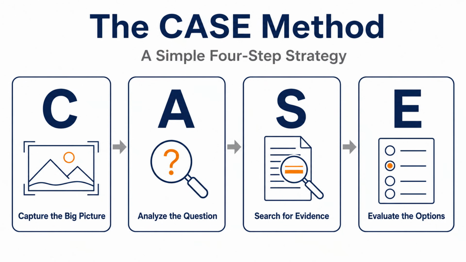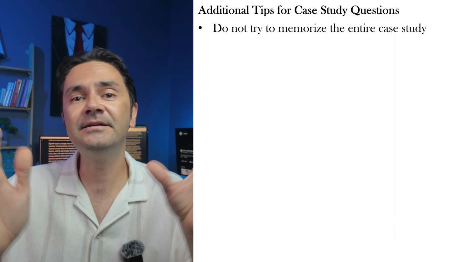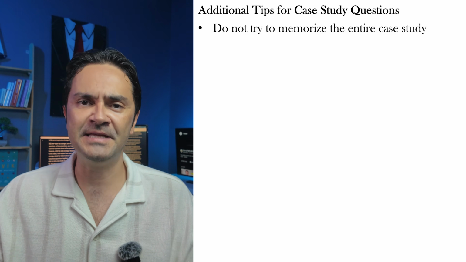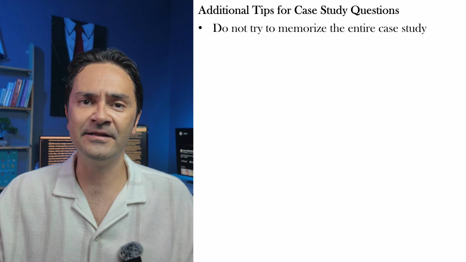So, when answering the case study questions in the PMP exam, always remember the four steps: capture the big picture, analyze the question, search for evidence, and evaluate the options, or more simply, CASE. Before solving the remaining questions, let me share a few additional tips that can save you time and help you avoid common mistakes. First, do not try to memorize the entire case study. You only need to understand the big picture during your first reading. Then, for each question, return to the scenario and find the relevant details.